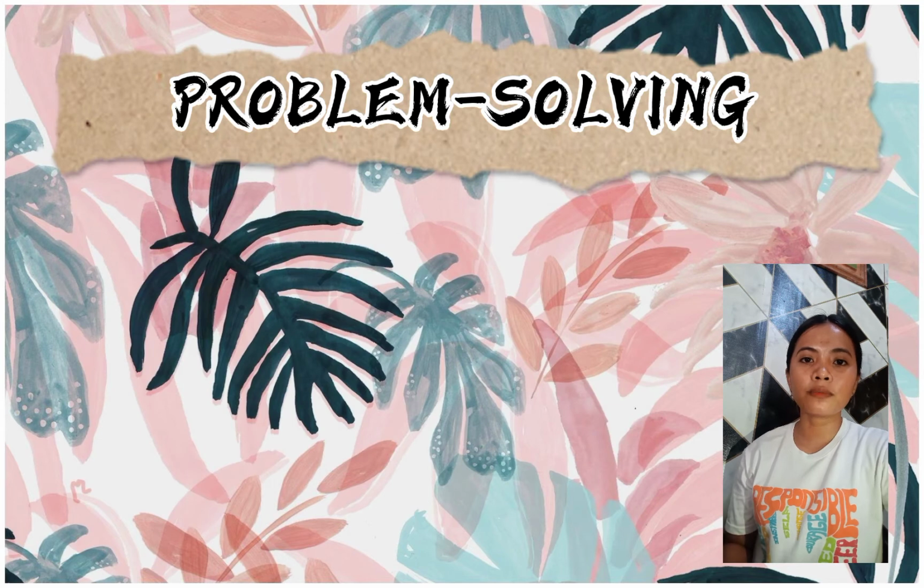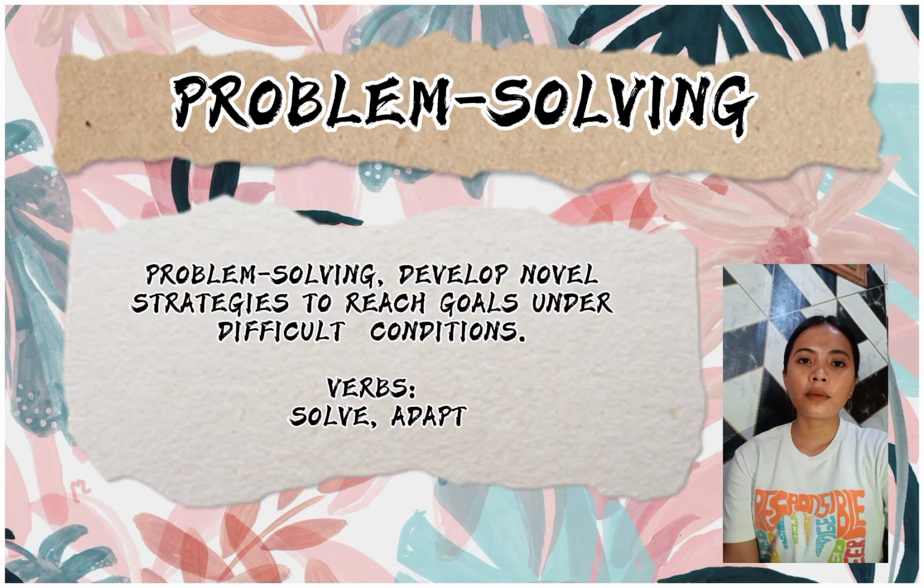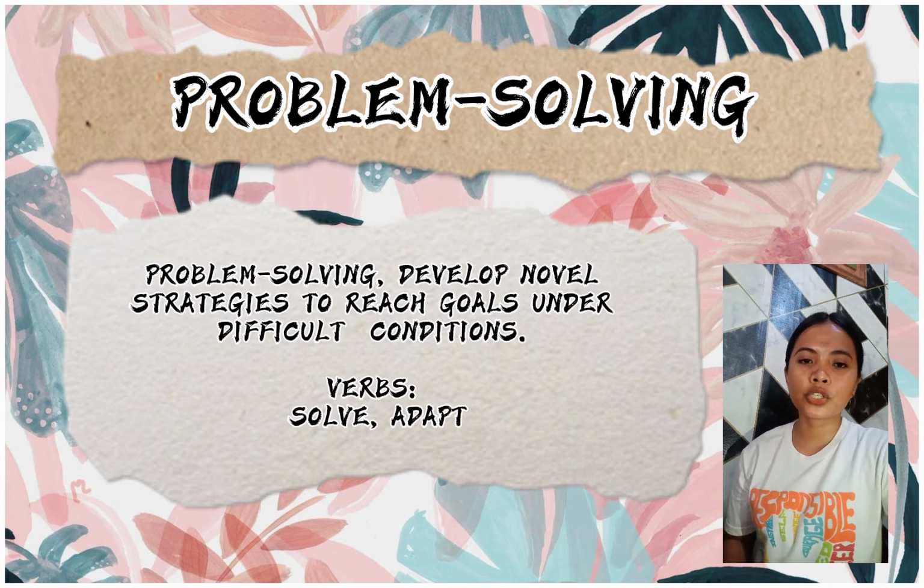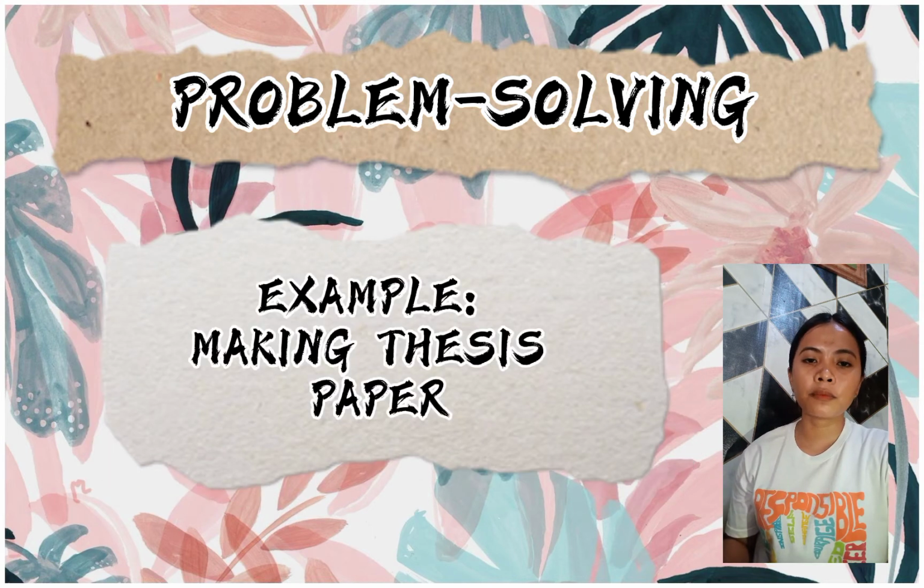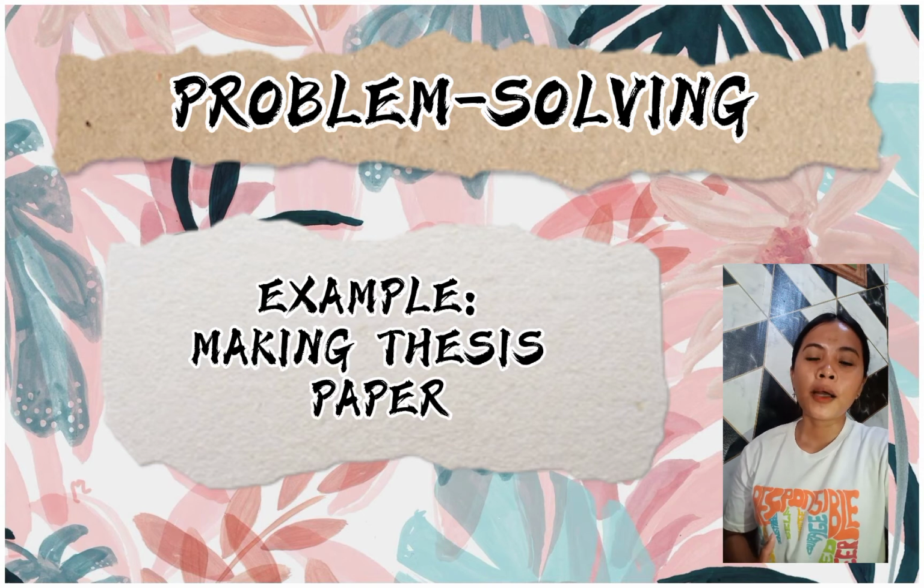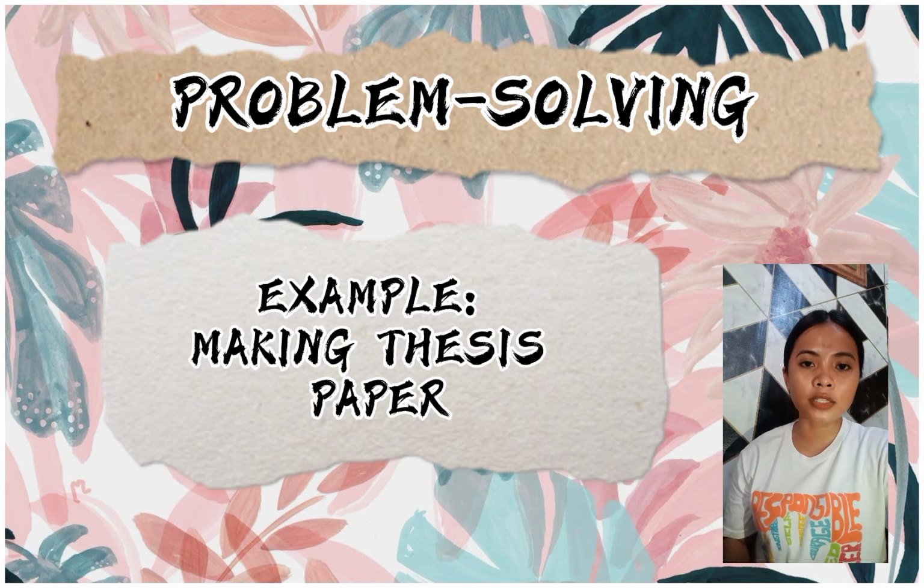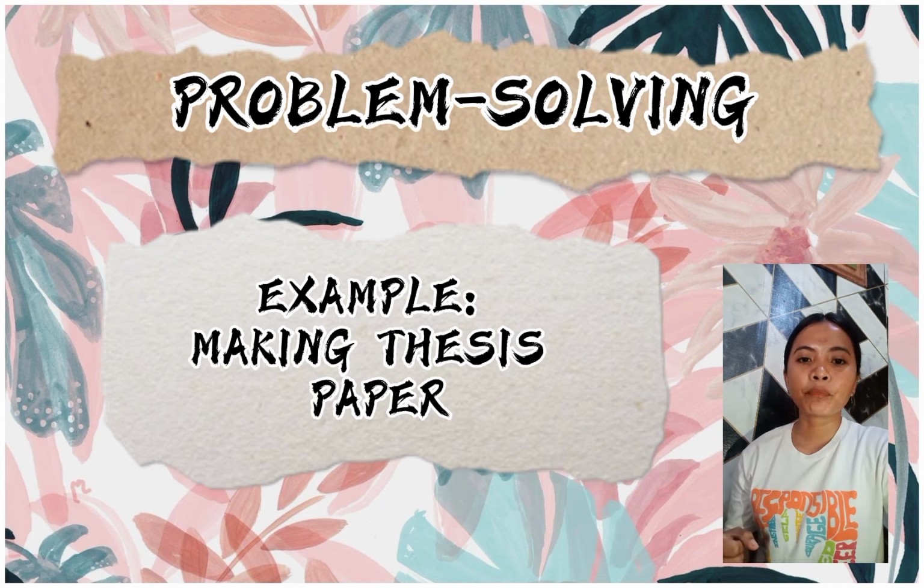Next is problem solving. It is to develop novel strategies to reach goals under difficult conditions. For the outcome verbs, we have solve and adapt. For example, making a thesis paper. In making a thesis paper, we are solving a specific problem, and we undergo different processes, and those processes are difficult to do. But of course, in doing a thesis paper, it is to prove and come up with what the problem is all about and what makes sense.